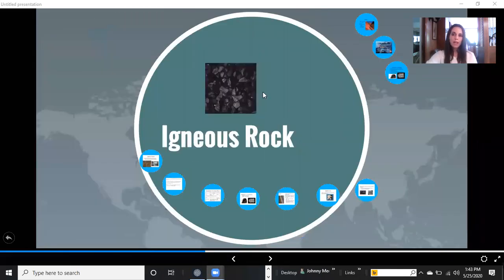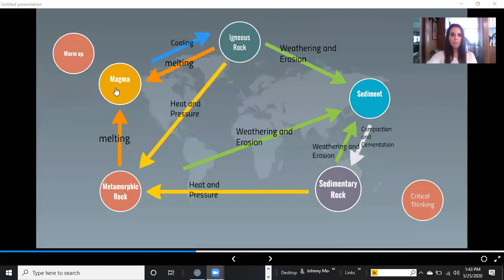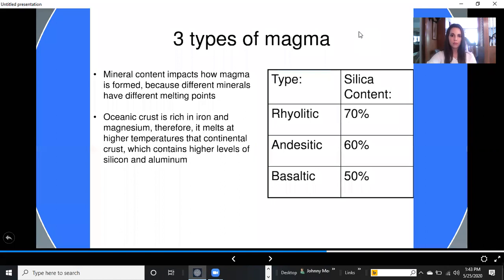So let's talk about magma for a minute. So we know where igneous rock comes from. All right, so magma. There are three types of magma. Mineral content impacts how magma is formed because different minerals have different melting points. Oceanic crust, for example, is rich in iron and magnesium. It melts at higher temperatures than continental crust, which contains higher levels of silicon and aluminum. So that melting point is going to determine which minerals actually come together and form that crystal structure.